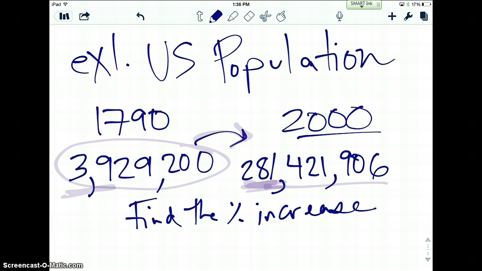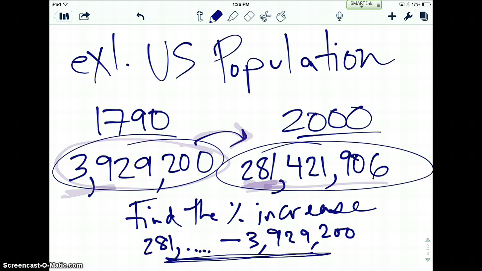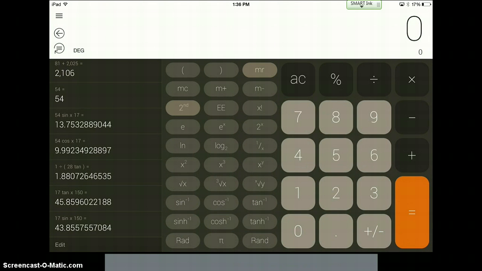But we're going to need to get the amount of change between these two. So how much did it change by? What operation am I going to use there? I'm going to subtract. So I'm going to subtract 281 million, blah, blah, blah, minus 3,929,200. I'm going to see what I get. And then I'm going to divide that by what it originally started out as. And it originally started out as 3,929,200.